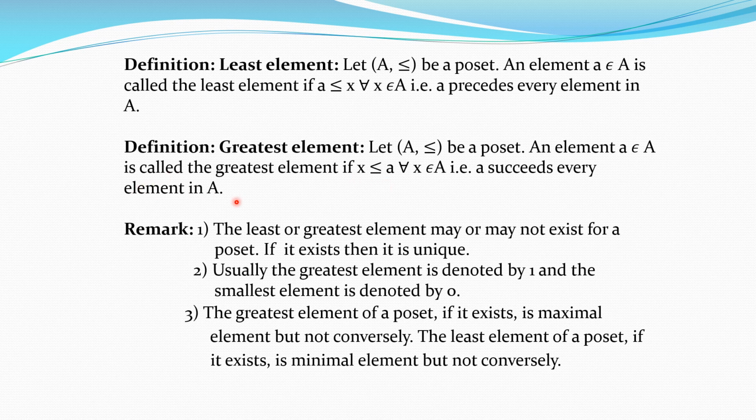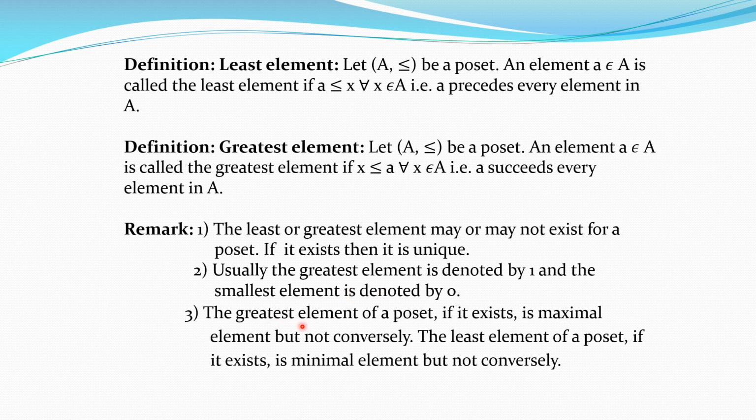Now we have seen four elements: maximal, minimal, least and greatest element. Now see the remarks. The least or greatest element may or may not exist for a poset. If it exists, then it is unique. So maximal or minimal elements can be more than one also. But in case of least and greatest element, it is only one. Then, usually the greatest element is denoted by 1 and the least element is denoted by 0. So, it is just the notation.